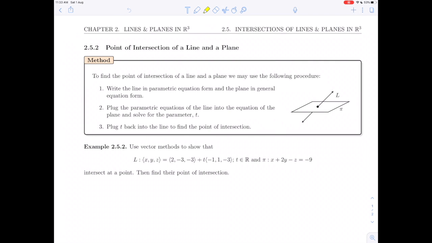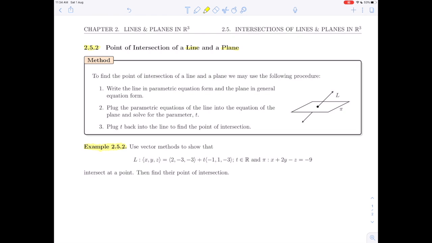In this video, we're going to continue with section 2.5 on the intersections of lines and planes, and we are going to do subsection 2.5.2, the point of intersection of a line and a plane, and in particular we will do that by looking at example 2.5.2.